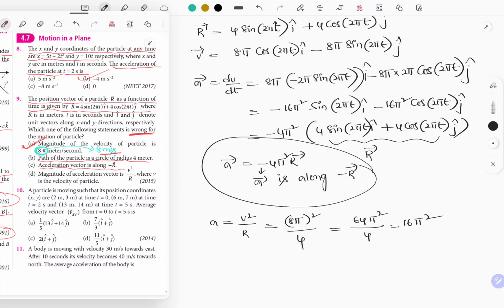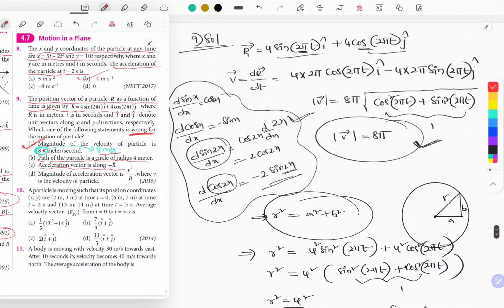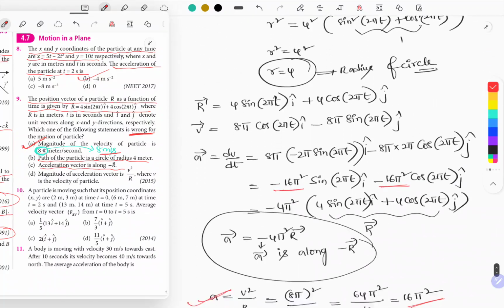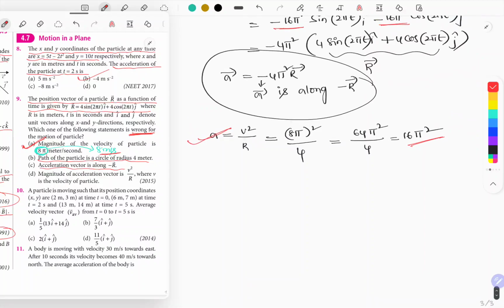Now if you observe here, what is the quantity which is constant? Minus 16 pi square comes outside, and sine square theta plus cos square theta gives 1. So the value is minus 16 pi square, and the magnitude is going to be 16 pi square. Yes, it is correct. The only option which is not matching is option A. In the question, 8 pi meter per second is the correct answer, but they have given the option wrongly. So the first option is the wrong option.